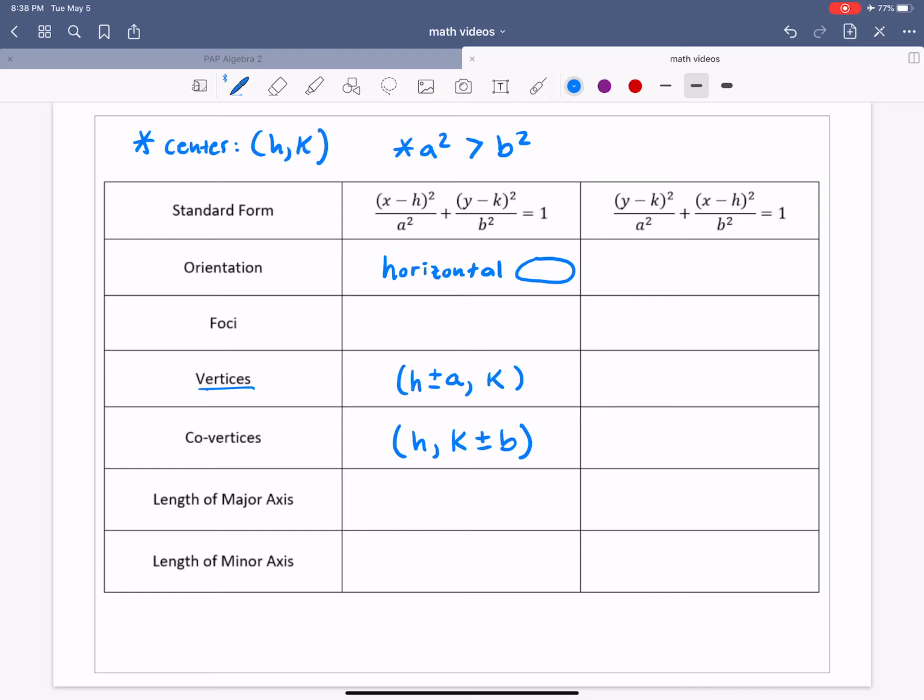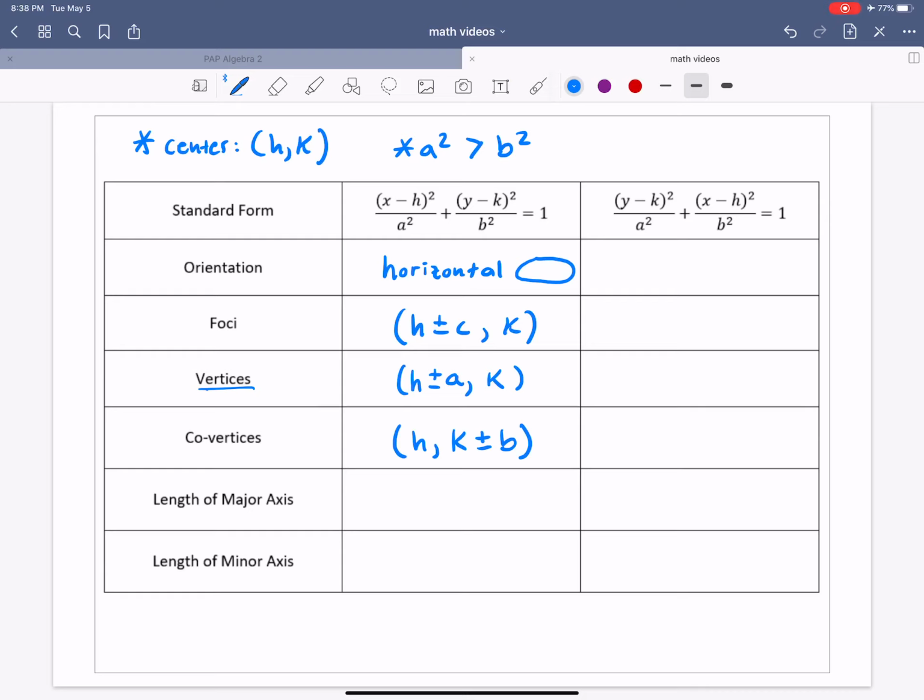Now next, the foci, okay, the foci. The only letter we haven't used yet is c. The only letter we haven't used yet is c. So remember that the foci are always going to be on the same line as the vertices. So they're always going to be formatted very similar to the vertices, but instead of using a, we use c.